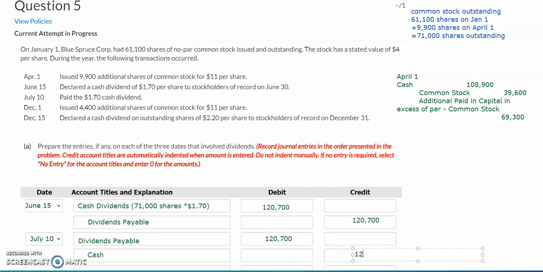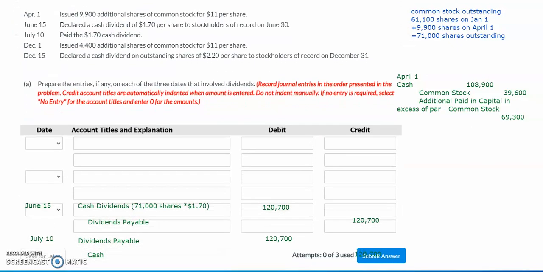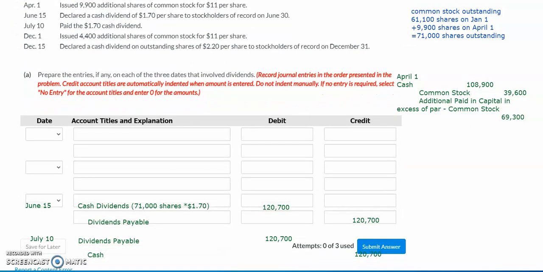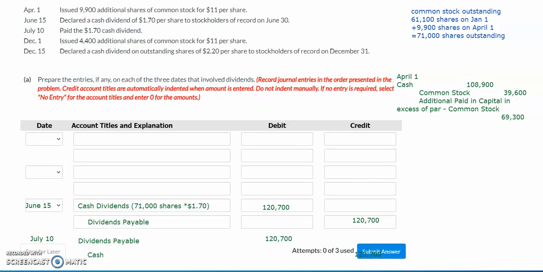So 120,700. Now on December 1st, the company issued 4,400 additional shares of common stock for $11 per share. So I'm going to scroll down for a minute just so we can get in all the information from all of these transactions. I'm just going to be moving around a few of these notes.